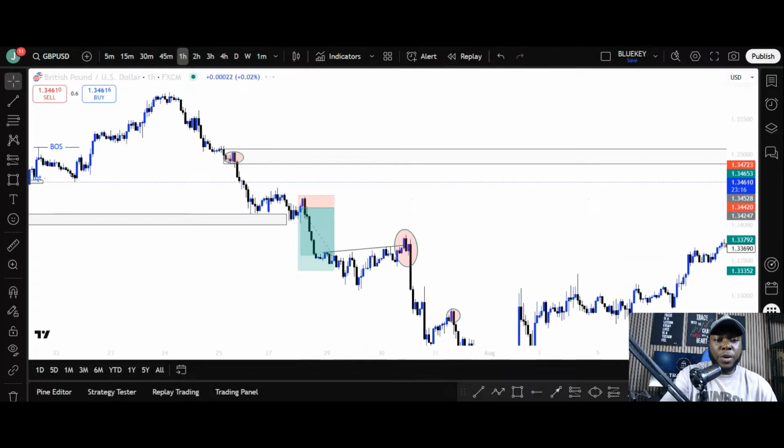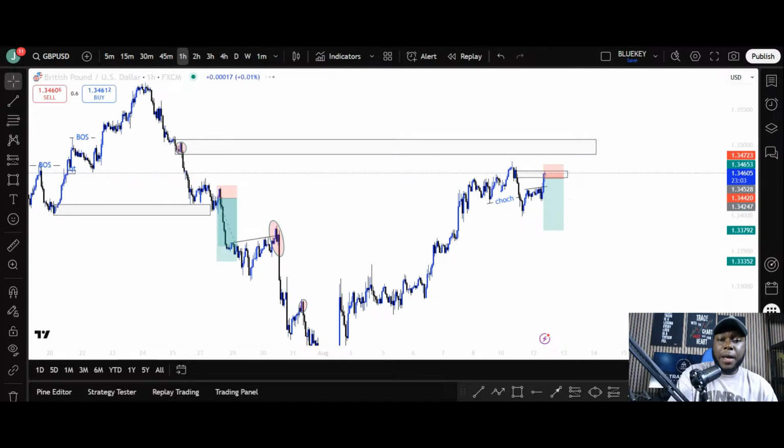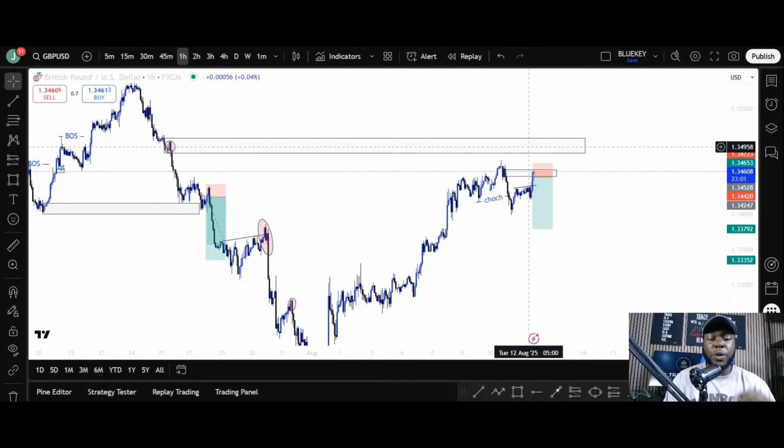Okay, yeah, look at the order block right here. This one. I hope you guys can see my screen. I'm on GBP USD. So this is the order block here, and this is the destination I was expecting price to come to.